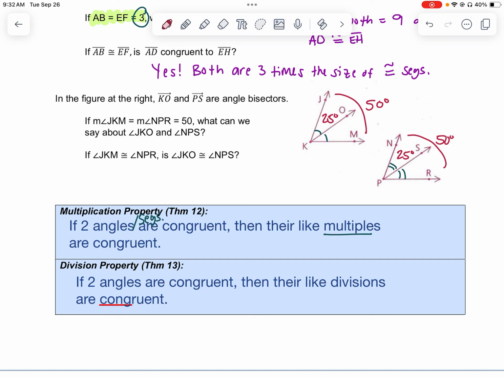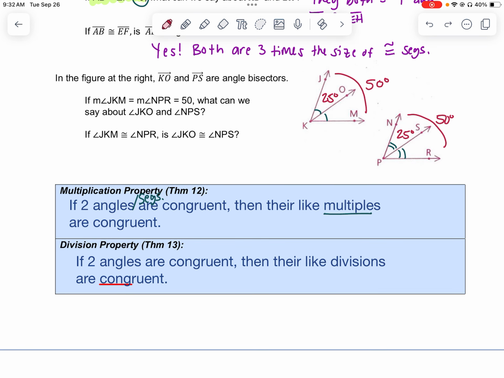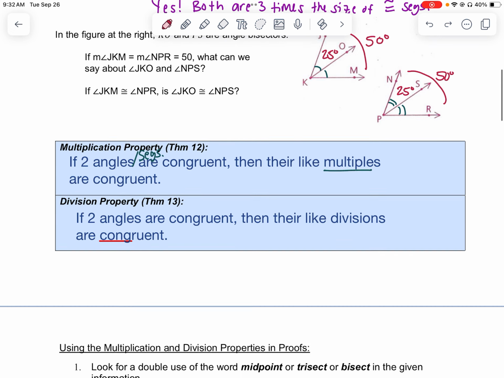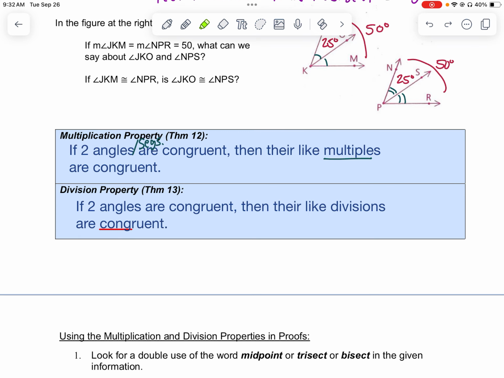The question is, would that have worked if I used a number other than 50? Absolutely. Each time, the two angles that we are trying to prove congruent are half of angles that we're saying are congruent to each other. That's the division property. The division property says this: if two angles or segments are congruent to each other, then their like divisions are also congruent.